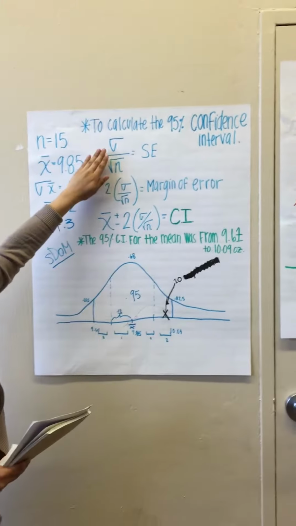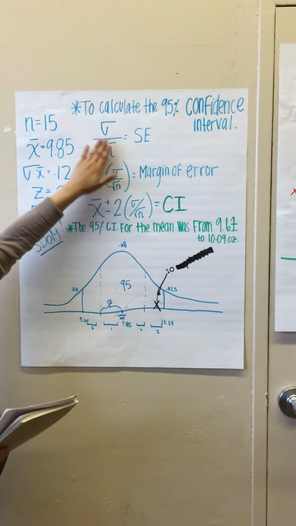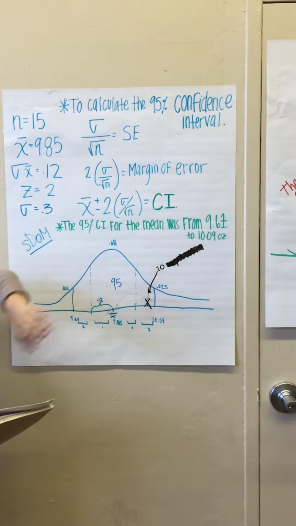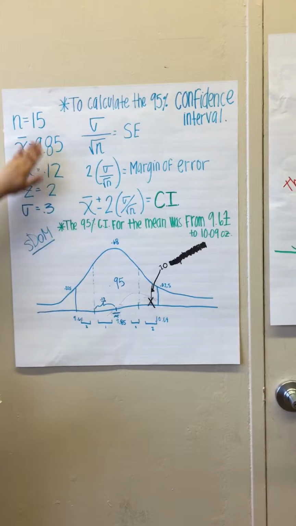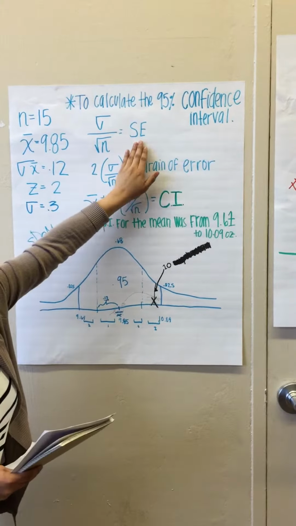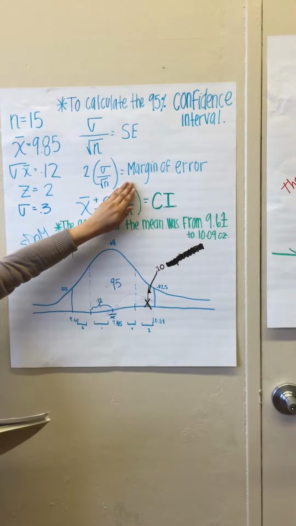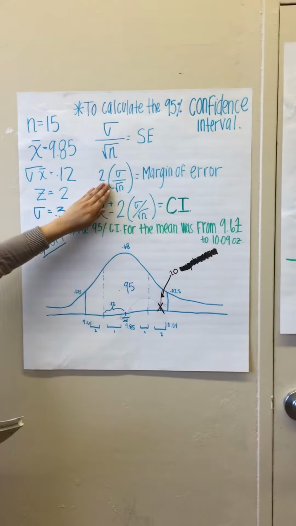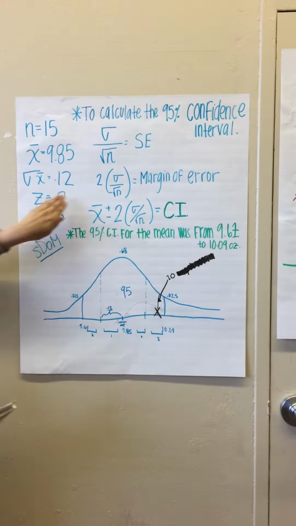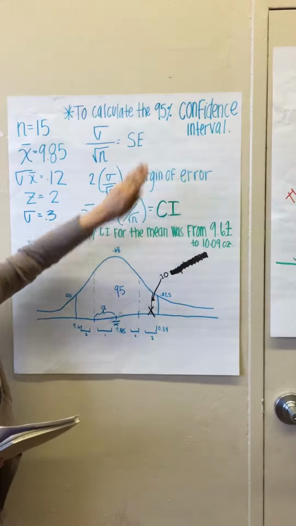So first, we divide sigma by the square root of n. We know that our sigma is 0.3 and our n is 15, and we get our standard error. Next, we want to get our margin of error, and to do that, we multiply 2, which is our z-score, times the standard error.